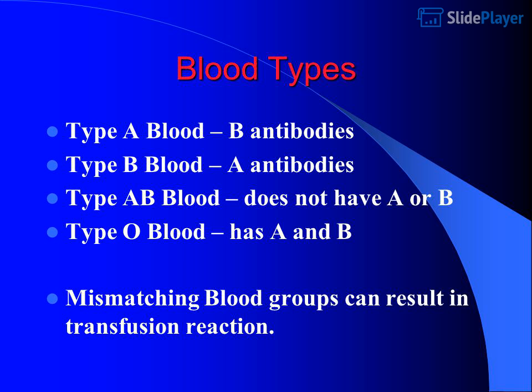Blood types: type A blood, B antibodies; type B blood, A antibodies; type AB blood, does not have A or B antibodies; type O blood, has A and B antibodies. Mismatching blood groups can result in transfusion reaction.